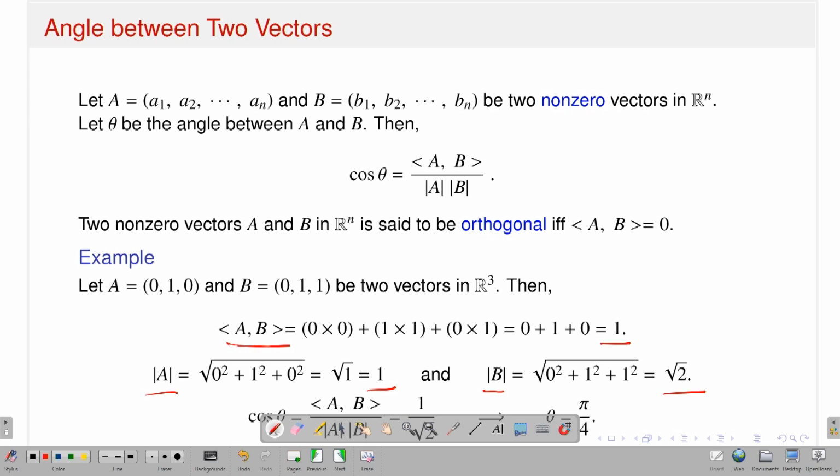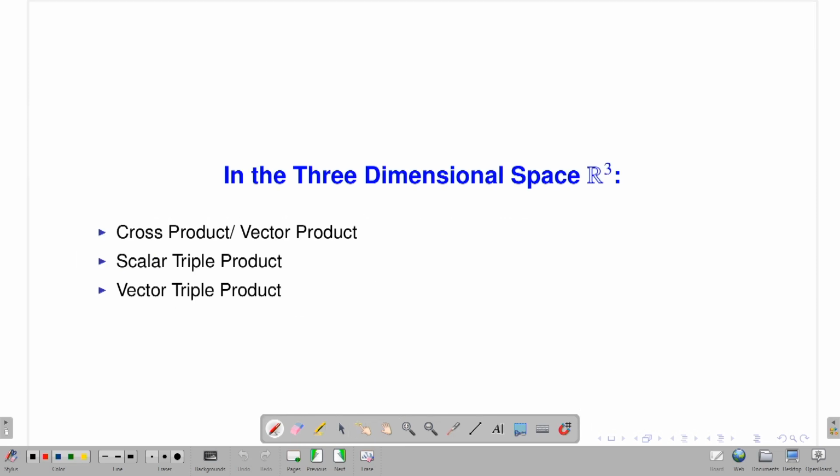Cos theta equal to 1 by root 2 means theta equals 45 degrees, pi by 4. You can easily visualize these two vectors by drawing them, and you can see that the angle between them is 45 degrees.